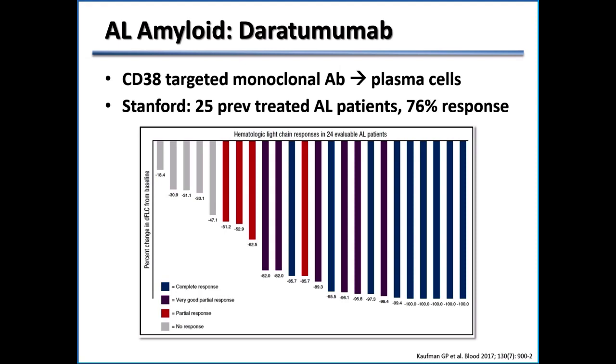Daratumumab, which is a CD38 targeted monoclonal antibody against plasma cells. Again, this was adapted from the myeloma literature. This is data from the Stanford group looking at 25 patients that were treatment refractory to conventional chemotherapy. So even though these patients did not respond to chemotherapy, they went on to daratumumab.